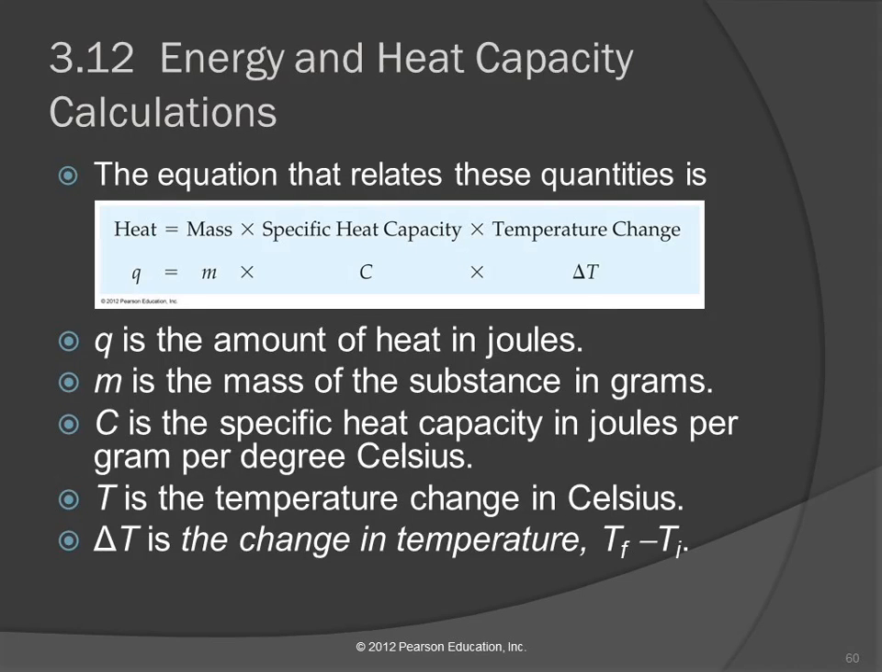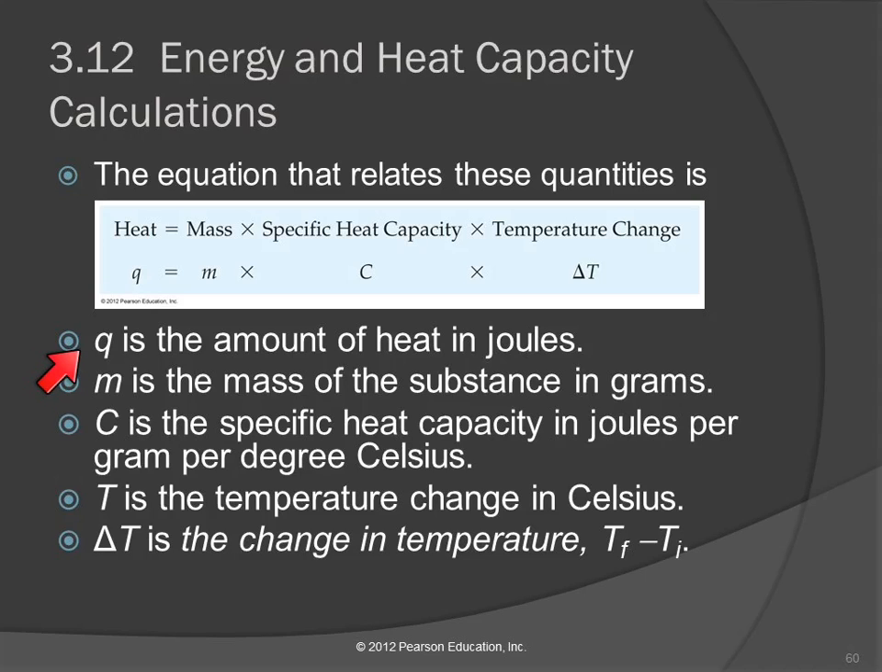Okay, energy, heat capacity calculations. Of course, we've got these things we can measure, then we have to do all these dumb calculations, right? So here is the equation. In words, the heat, the energy, equals the mass times the specific heat capacity times the temperature change. In letters, Q equals mc delta T.